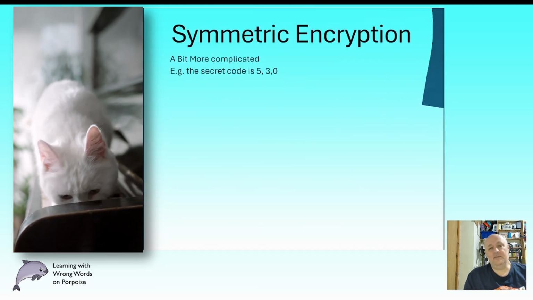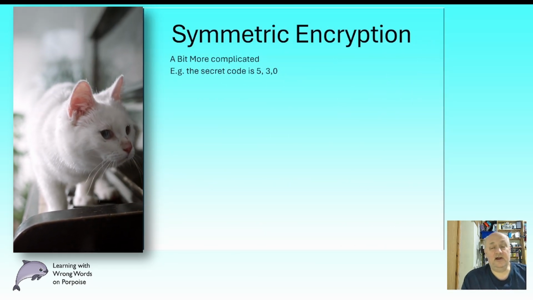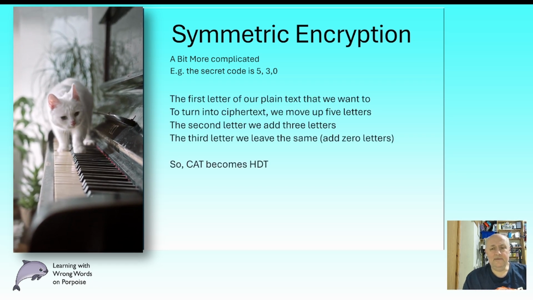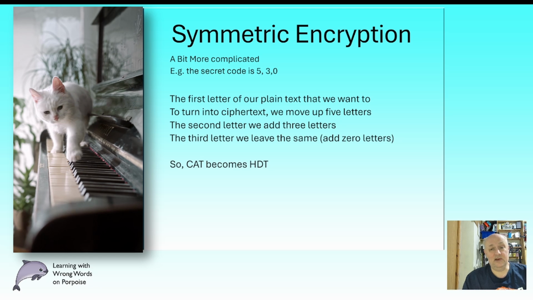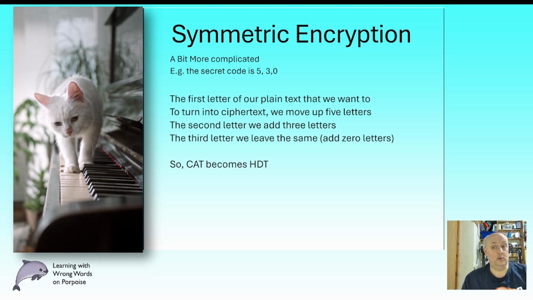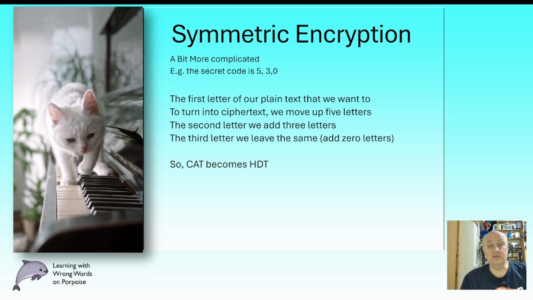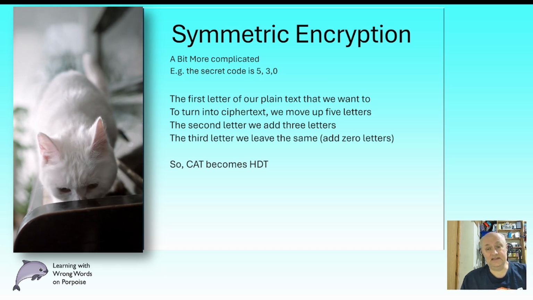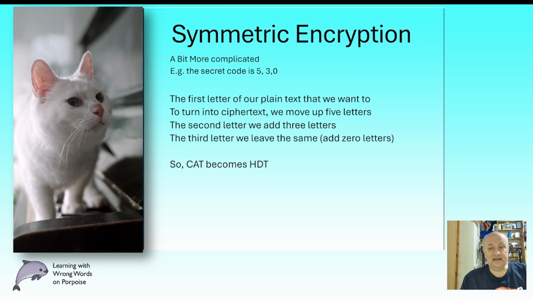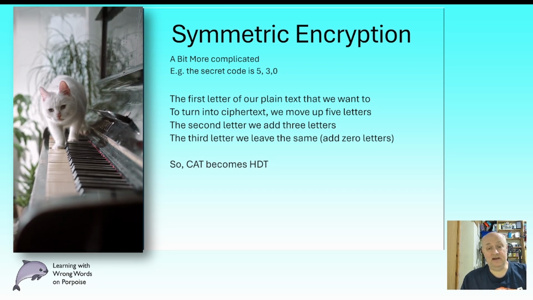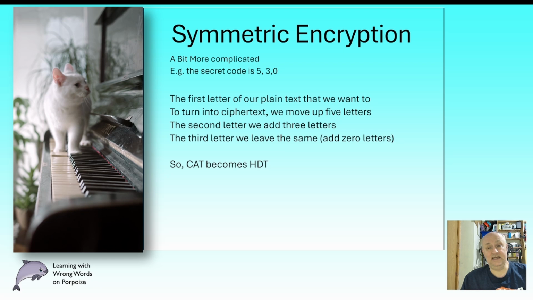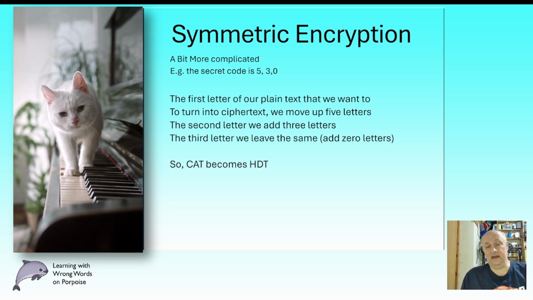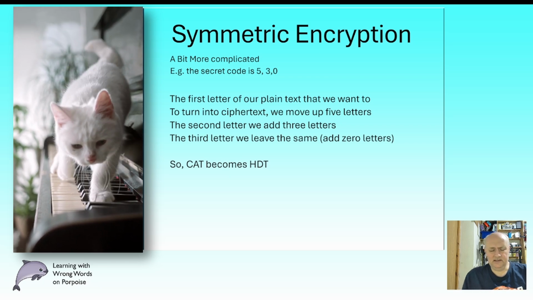So then it gets a little bit more complicated. So you have a secret code that's 5, 3 and 0. So what we do here, the first letter of our plain text that we want to turn into ciphertext, those are the real words, plain text, ciphertext, we move on 5 letters. The second letter, we add 3 letters. And the third letter, we leave the same because we're going to add 0 letters. So cat becomes HDT. Now we've only got 3 character codes there. You can have lots. You can have a lot bigger text to make it quite complicated.